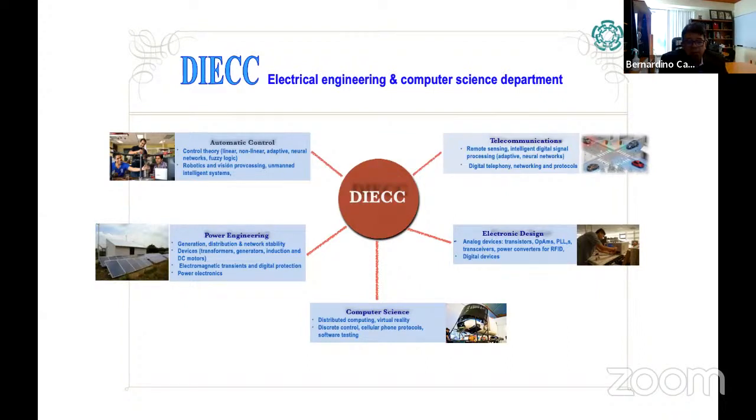The computer science group studies distributed computing, virtual reality, etc. We have the electronic design group, which performs research in analog devices, power converters for RFID, digital devices, and the group of telecommunications, which studies remote sensing, intelligent digital signal processing, digital telephony, etc.